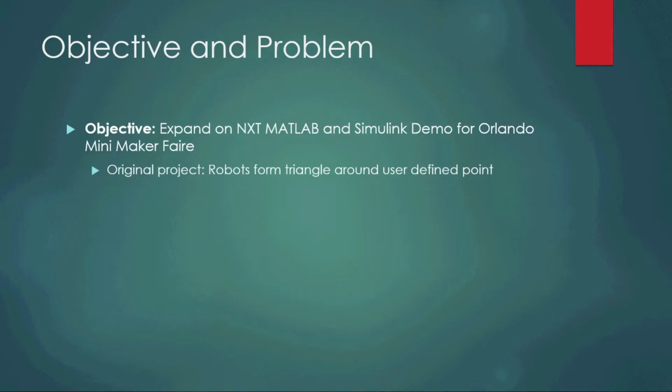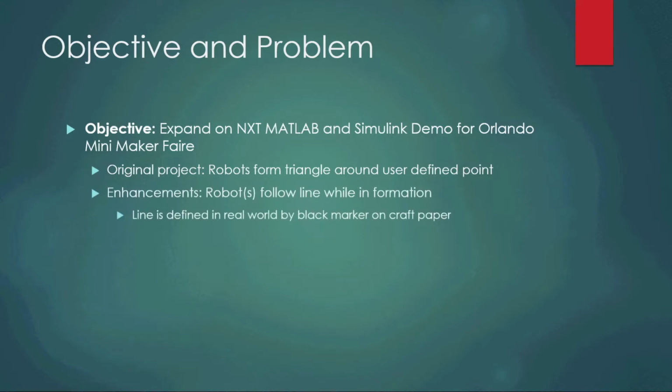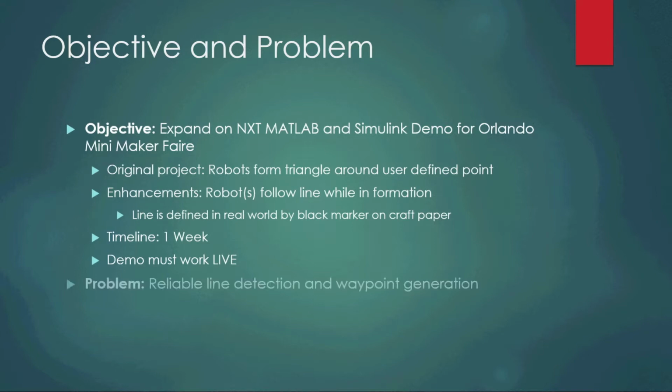The original demo, if you recall, formed a triangle with the robots based on a point that the user specified on the computer. I wanted to enhance this by allowing the robots to move around based on a line that a kid could draw. Now, this showed up about a week before the actual Orlando Mini Maker Faire, so I was under a tight time crunch. And of course, as with any of my projects, they have to work live. They had to be able to work at the Orlando Mini Maker Faire with kids and stuff interacting with them.